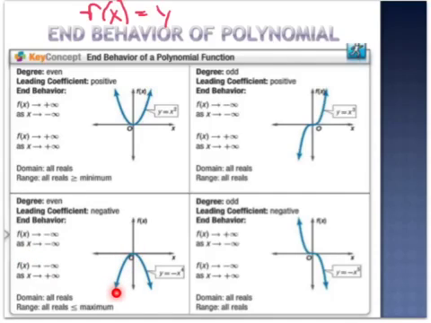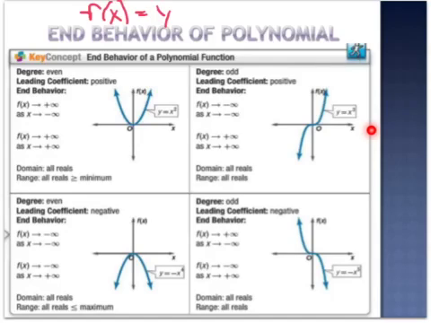So that's what you're going to be reading here. And I'll clarify this in class, but I would have this down. It's also in your book. And also notice the domain for both of these. The domain is all real numbers. And the range is everything above the minimum for the top one, and it's everything below the maximum for the bottom one.